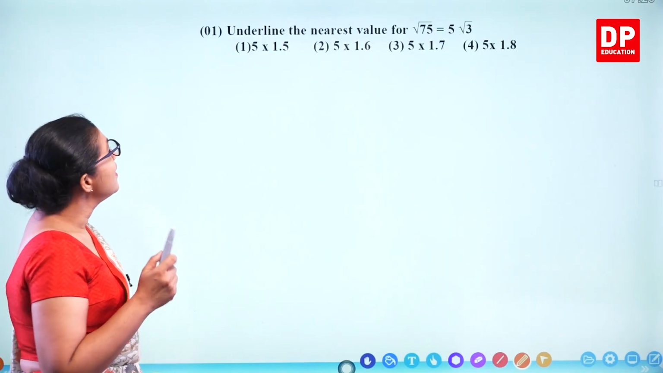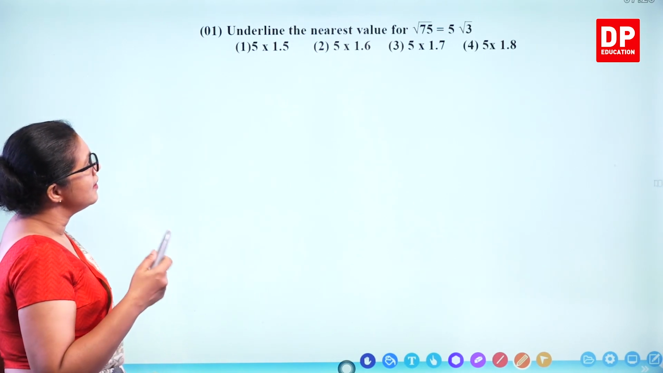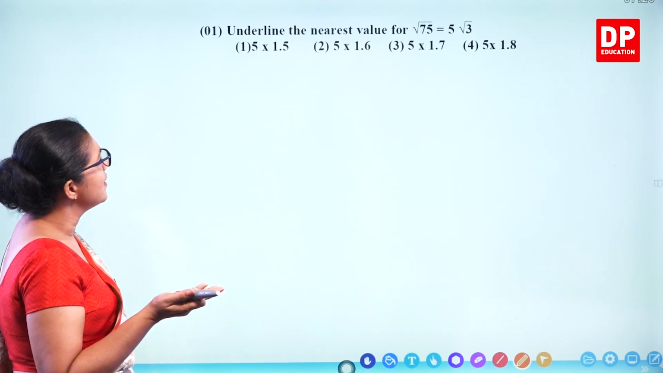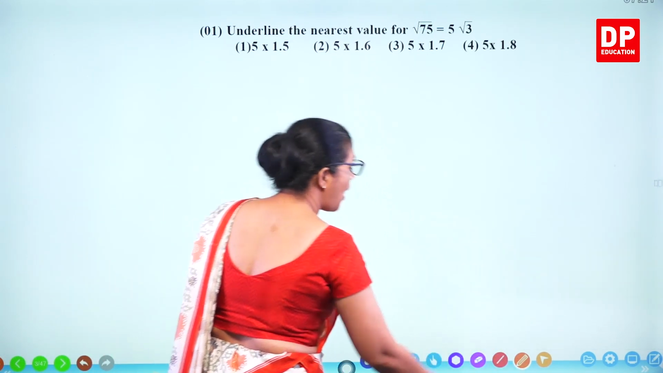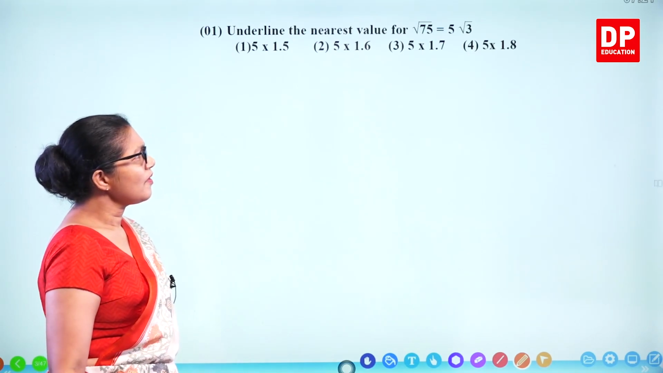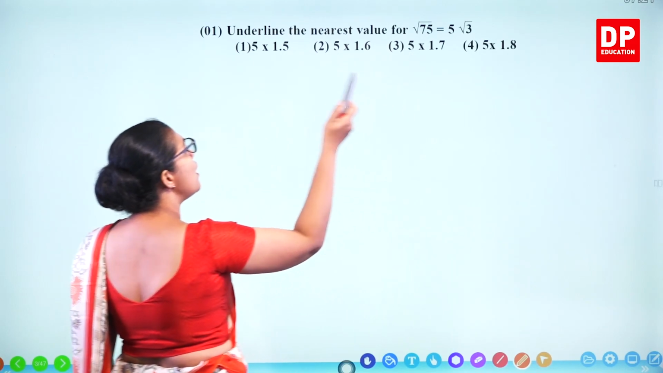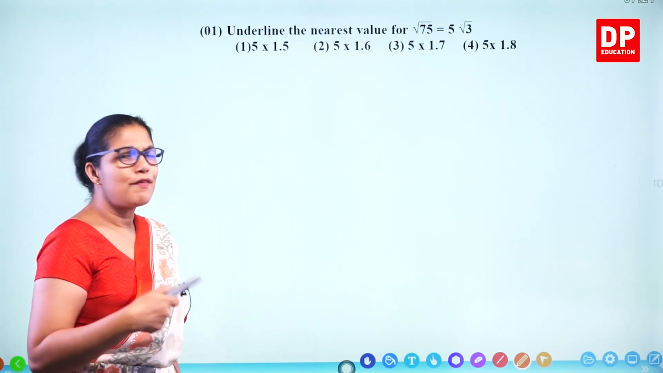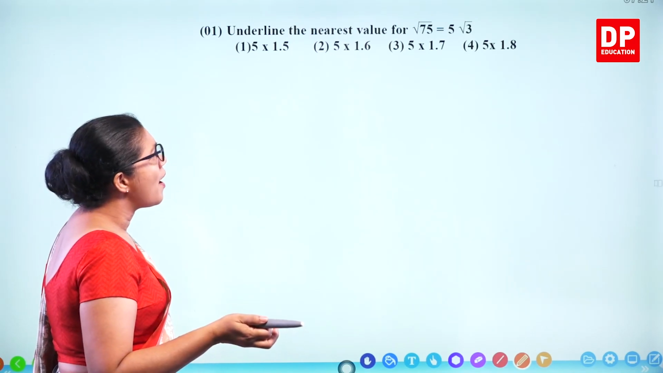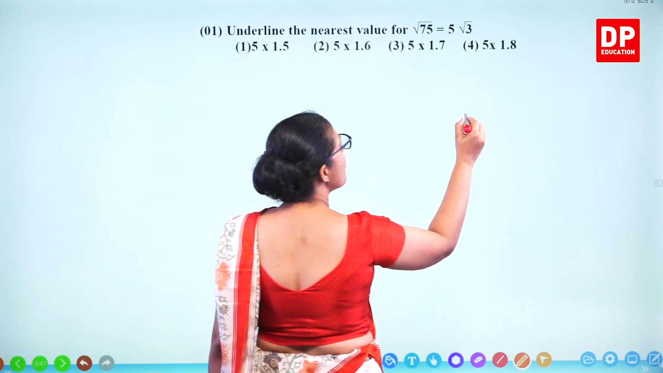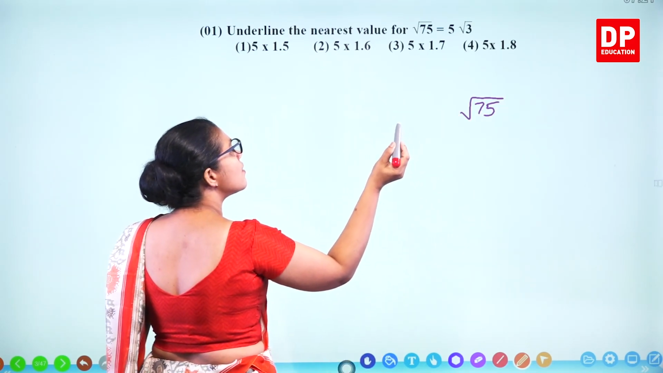Question number 1. Underline the nearest value for root 75. It's given as 5 root 3, so that's the simplified form. How do you find this out? It's 5 times something, so all the values are 5 times. You have to decide whether it's 1.6, 1.5 or 1.7. But can you remember the square root lesson? For square root 75, we take the nearest square numbers.